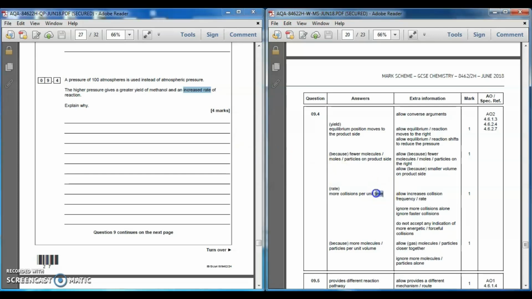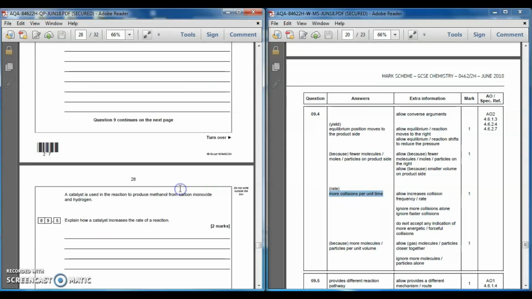Note that when we're looking at this, it does say that there's a rate indication, a time indication, not just that there's more collisions. There will potentially be the same number of collisions in total. It's just getting there faster, because that's what a rate of reaction means.